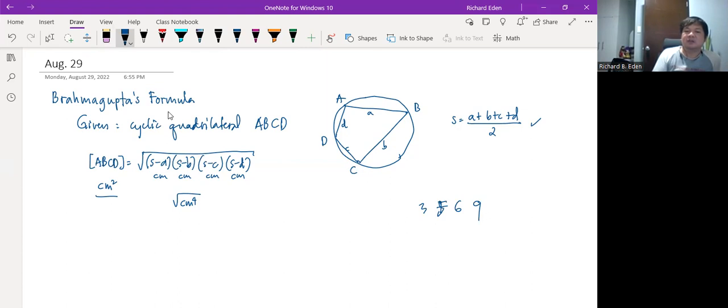Okay, pero pwedeng magkatabi ang 3 and 6 or pwedeng magkatabi ang 5 and 9. So, we can arrange these four lengths in many different ways. And yes, we're going to end up with different quadrilaterals, which are not going to be congruent to each other. However, they're going to have the same area. How do we think that up?